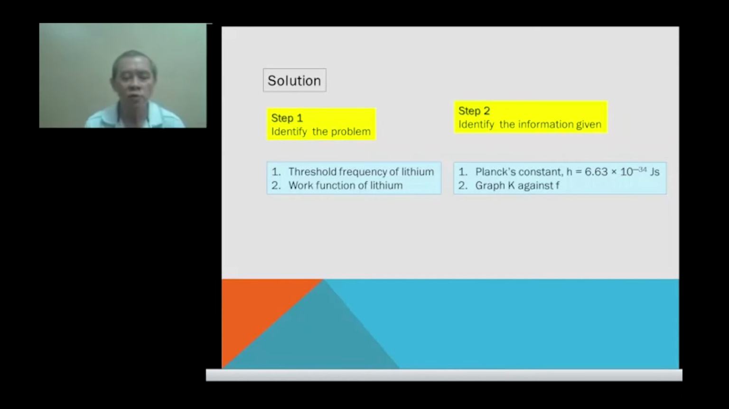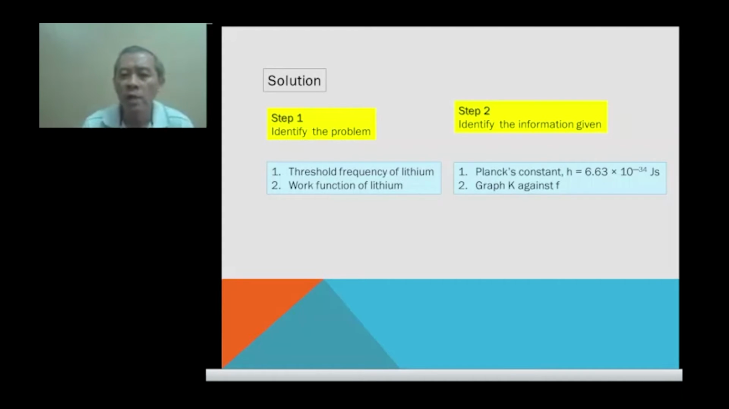Okay, let's look at the solution. Don't forget, four steps. Step one, identify the problem. What type of physical quantity do we need to find out? Here there are two. One, the threshold frequency of lithium. Second, the work function of lithium.